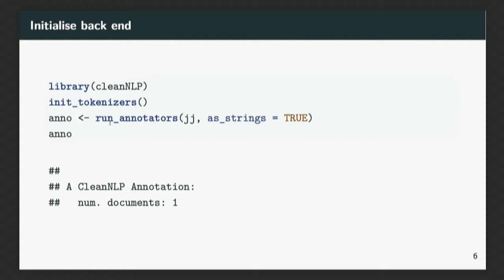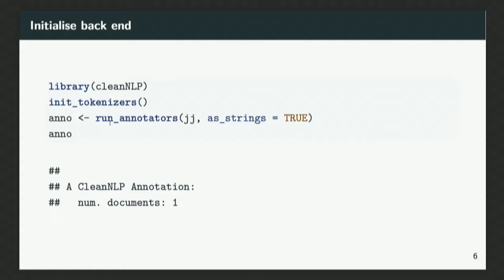So cleanNLP lets you use multiple backends to turn your raw text into data frames. So we're going to use the tokenizers backend, which is the simplest one and has no external dependencies, so it's pretty easy. It used to use the tokenizers package, which is why it's called that. It now just relies on stringi directly, but I keep the name.